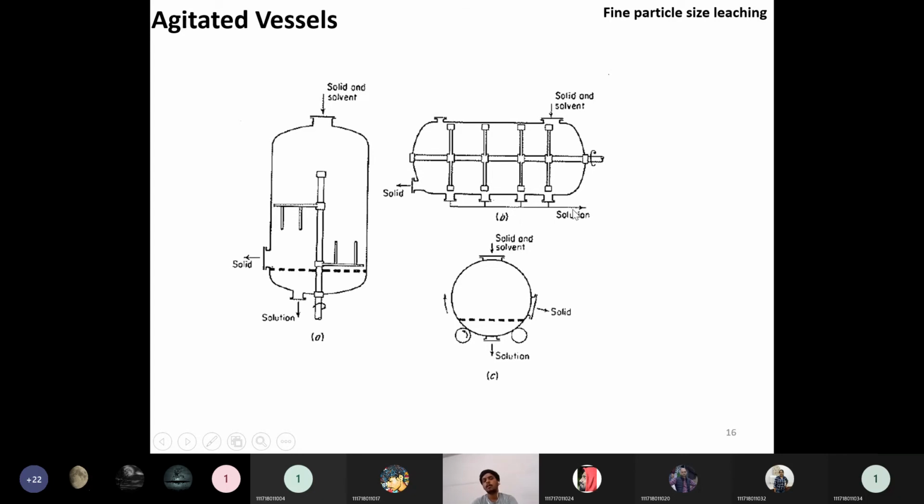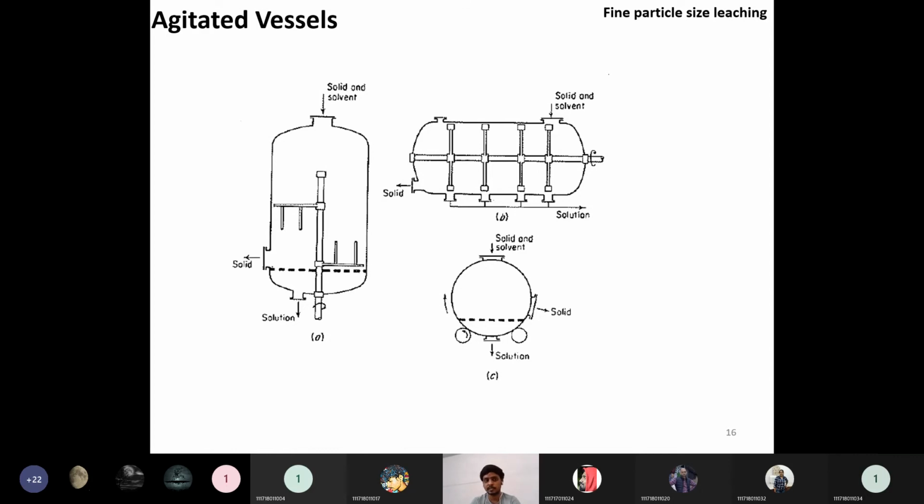One is the vertical and horizontal agitated vessel, and the next one is the tumbling vessel. In order to aid maximum mass transfer, an external force will be provided, maybe in the form of paddles, a stirrer, or tumbling. Using these three operations, the mass transfer between solid and liquid will be very much enhanced.